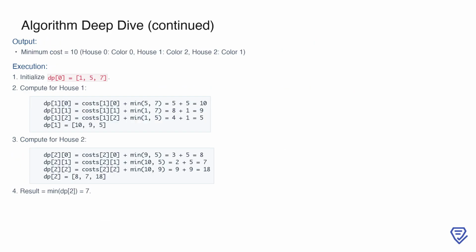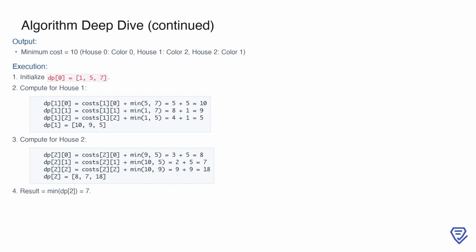Let's walk through an example to see the algorithm in action. Suppose we have n equals 3 houses and k equals 3 colors, with costs equals [[1, 5, 7], [5, 8, 4], [3, 2, 9]]. To start, we initialize dp[0] as [1, 5, 7], which directly represents the costs of painting the first house with each color. For the second house, we calculate dp[1][0] equals 5 plus min(5, 7) equals 10, dp[1][1] equals 8 plus min(1, 7) equals 9, and dp[1][2] equals 4 plus min(1, 5) equals 5, giving us dp[1] equals [10, 9, 5].